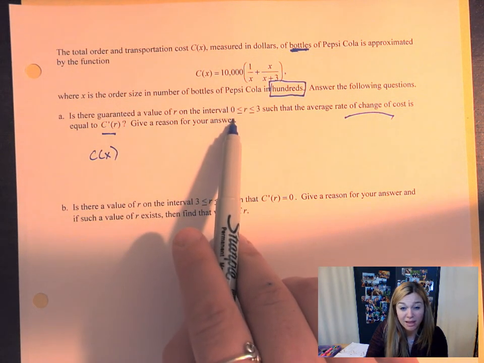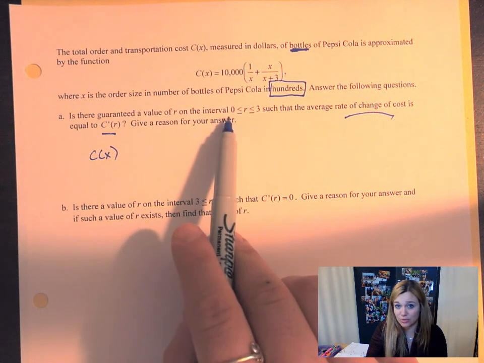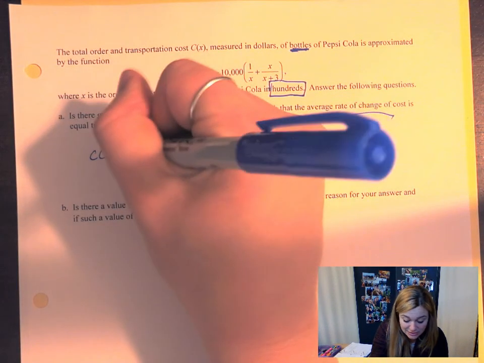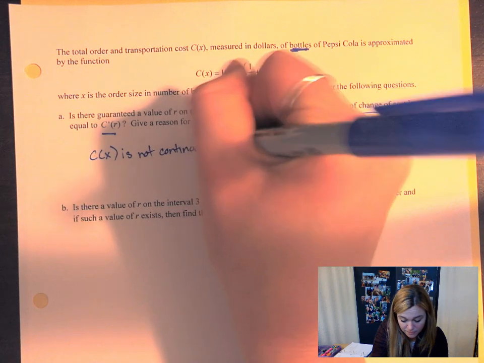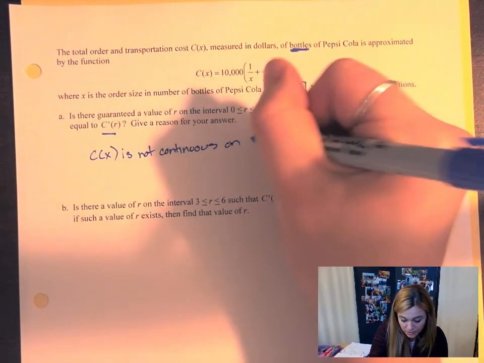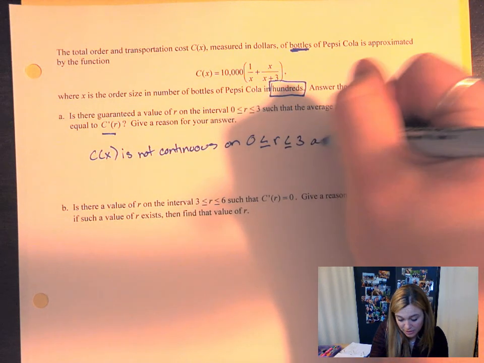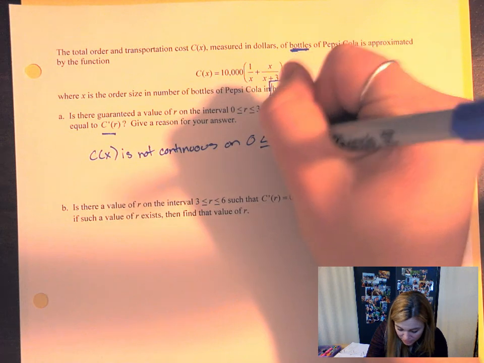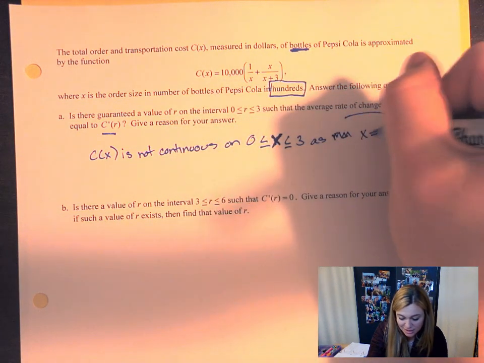At x equals -3, which is not in this interval, and at x equals 0. This must be continuous on the closed interval, and c of x is not continuous on the closed interval, as it is not continuous if x equals 0. So I'm going to say c of x is not continuous on 0 less than or equal to x less than or equal to 3, I should change this to an x because it was talking about a value of r, as x cannot equal 0.